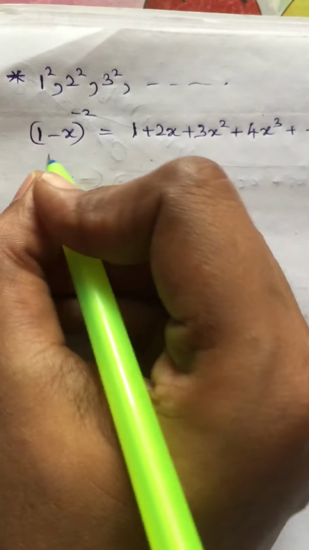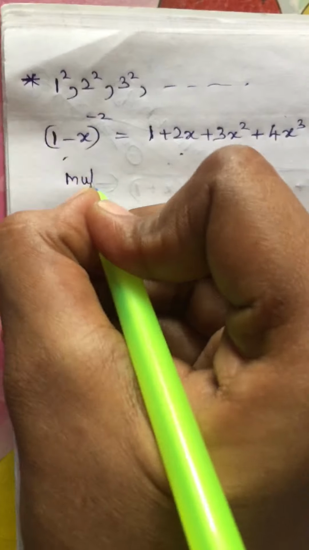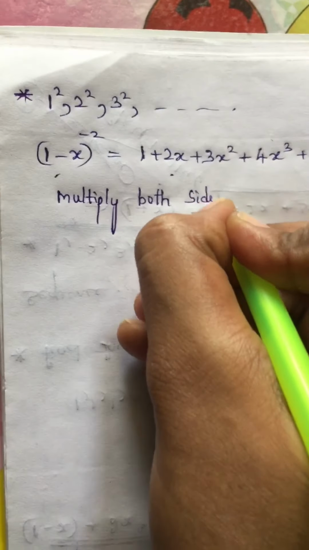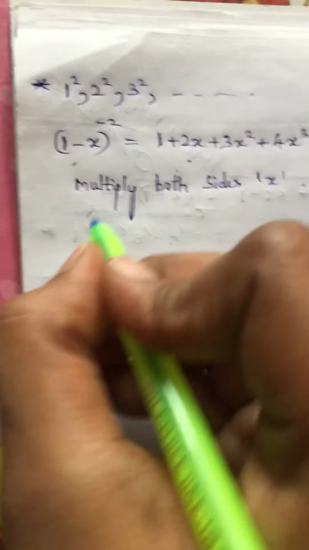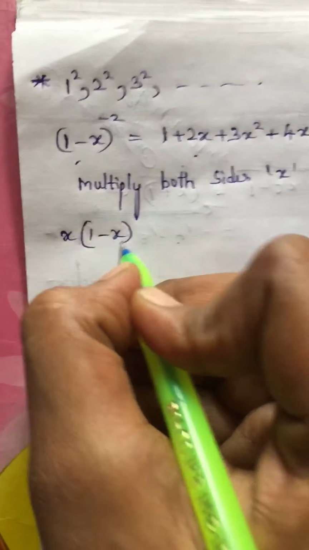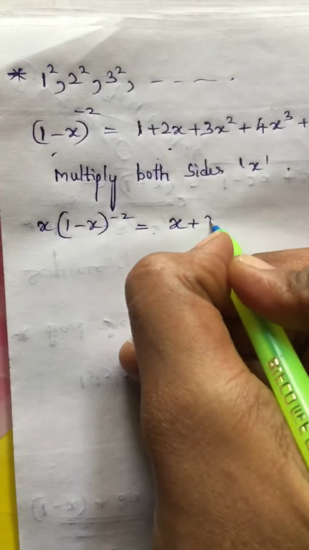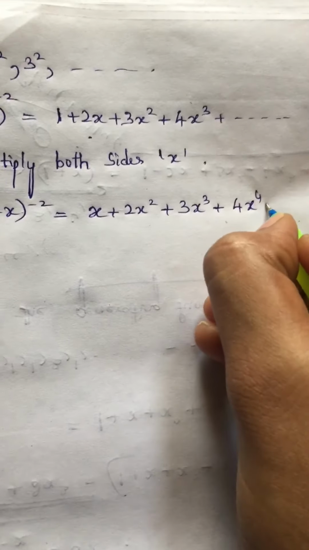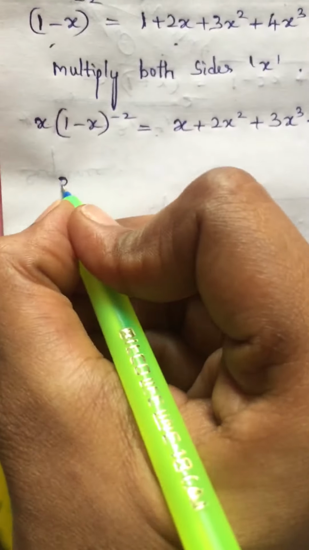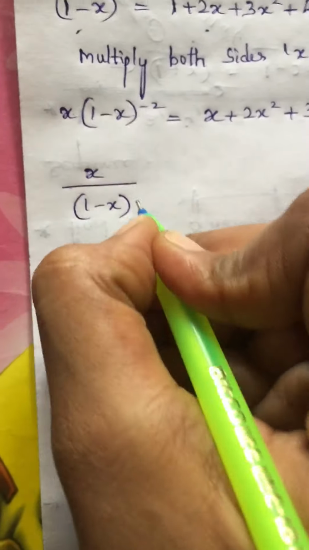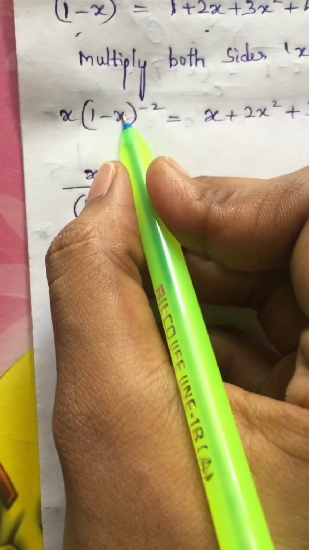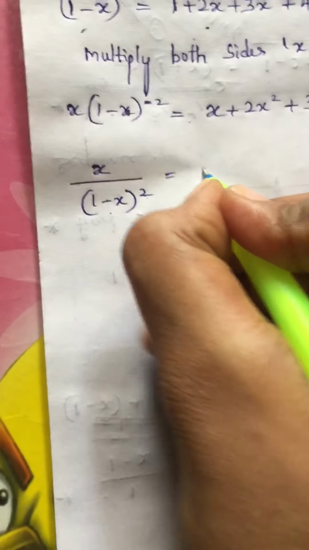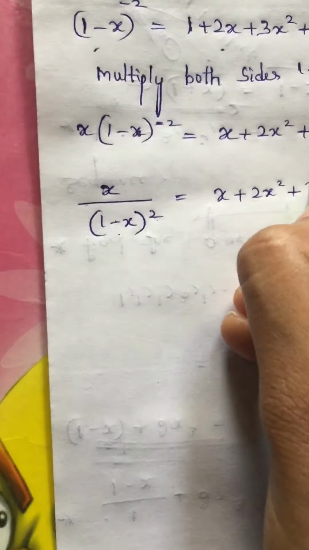Okay, now multiplying both sides with x. Now multiply the given equation with x. What do we get? x into (1 minus x) to the power of minus 2 equals x plus 2x square plus 3x cube plus 4x power 4, and so on. This expansion can be written as x divided by (1 minus x) whole square. The numerator term can be changed into the denominator, so minus 2 can be converted into plus 2. The remaining term x is as it is.